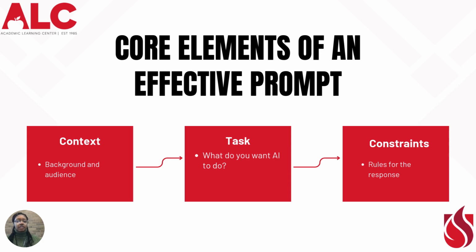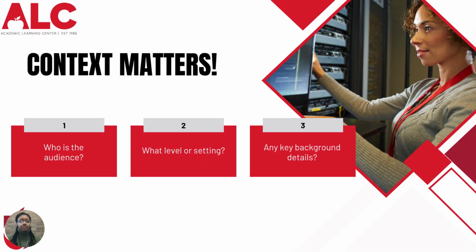So, the core elements of an effective prompt: most strong prompts will include these three parts. You have context, task, and constraints. Context explains the situation, the audience, and the background. The task states what you want AI to do, and the constraint shapes the response, right? Such as the length, the format, or the tone. Missing one of these can often lead to a weaker output.